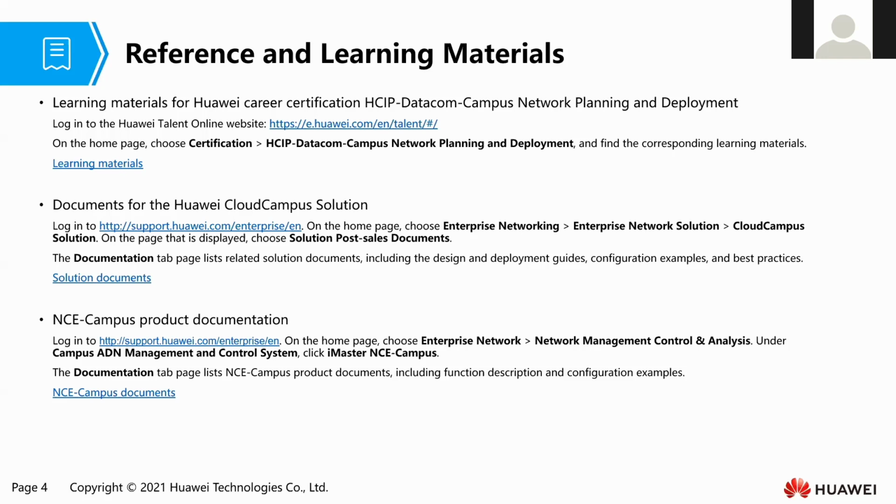Next, these are some of the reference and learning materials. First, you can access the learning materials in the Huawei Carrier Certification HCIP Datacom Campus Network Planning and Deployment. If you want to learn the Cloud Campus solution yourself, you can access this web page. After you enter, you just select Certification, HCIP Datacom Campus Network Planning and Deployment, and you will find the learning materials. Here we also have the link.